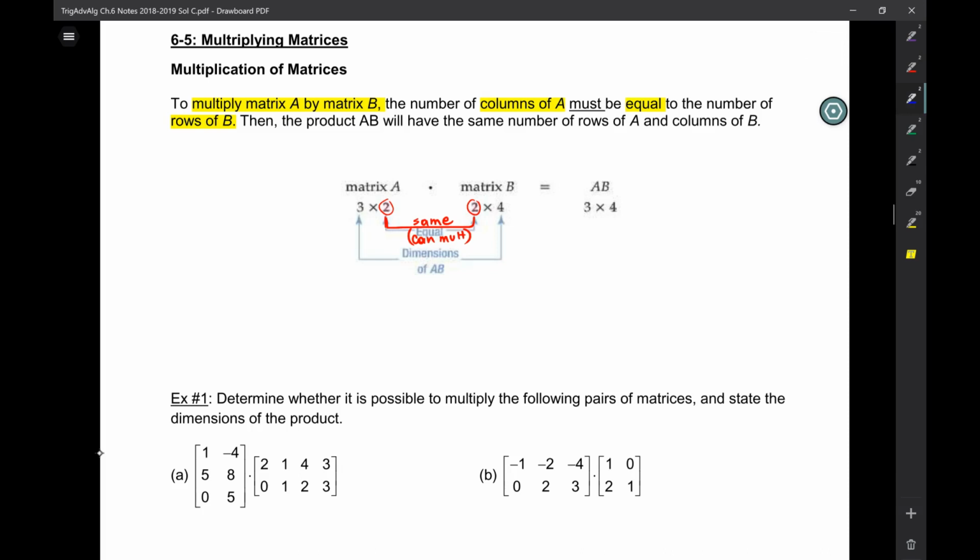Once you've established that yes, you can multiply these two matrices, now we think about the finished product. What dimensions will that have? For that, we go to the outside numbers. It's 3 by 4. Those are the dimensions of AB. So the product AB will have the same number of rows as A and columns as B. But this is really how we do it.